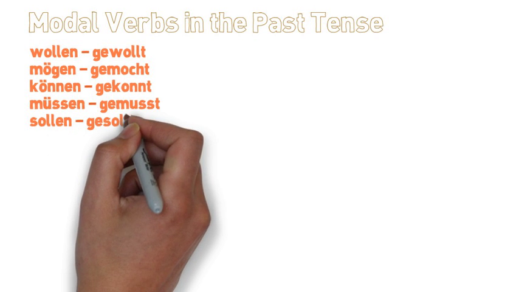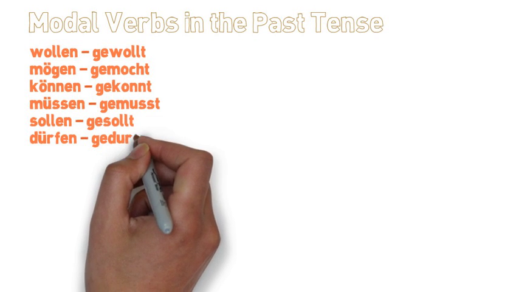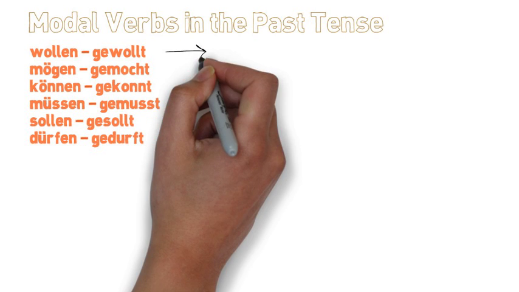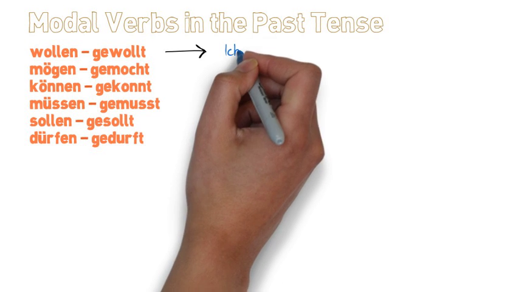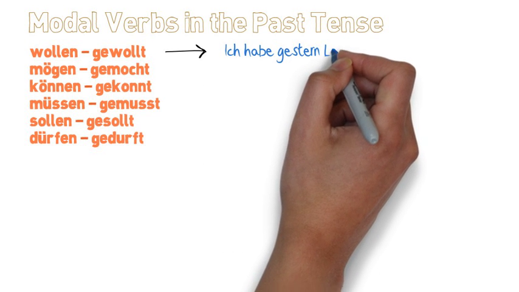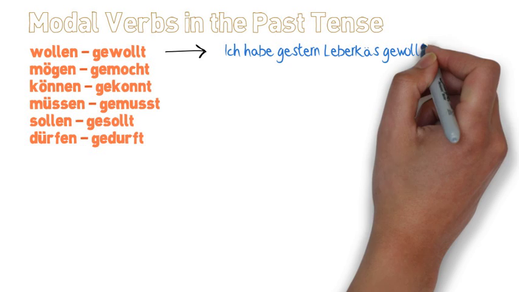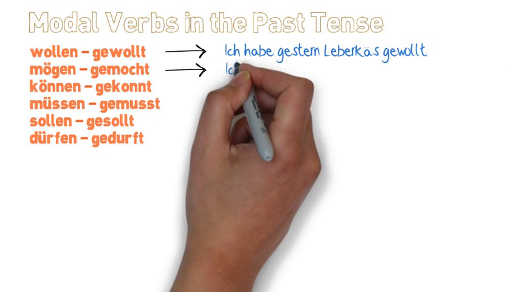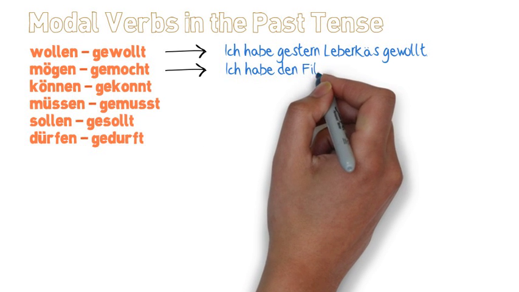and you'll notice that they all have a G, E, stem, T construction, though the ones that had umlauts in their infinitive lose their umlauts, and mögen changes its G to a CH. Now, if you were to say something like, Ich habe gestern Leberkäse gewollt, or Ich habe den Film nicht gemocht, that would be fine, because you're not using another verb in those sentences, just a direct object.